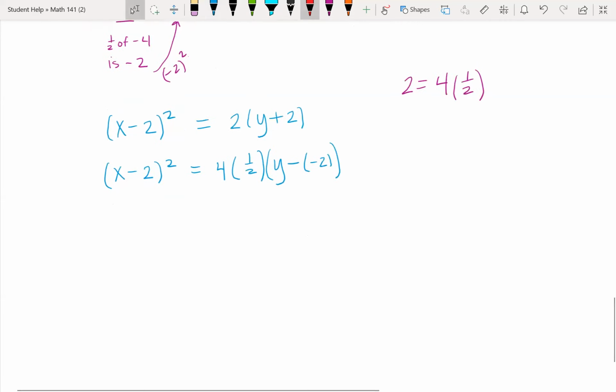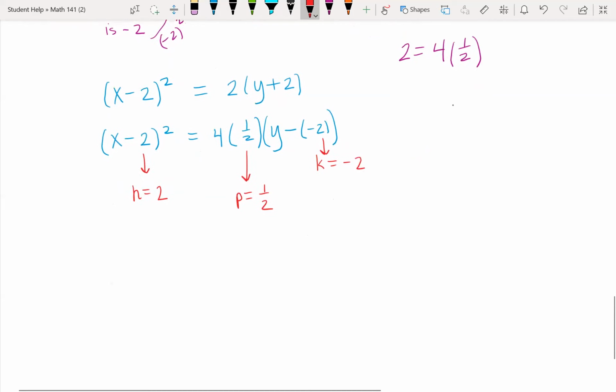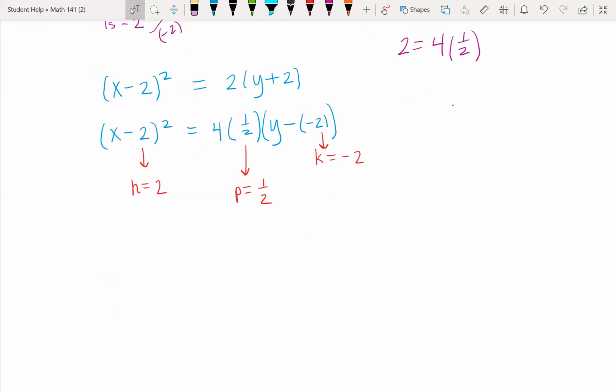Because now I can say that h is equal to 2, k is equal to -2, and p is equal to 1/2. That helps me find the vertex and the focus and the directrix. So the vertex is the point 2, -2.